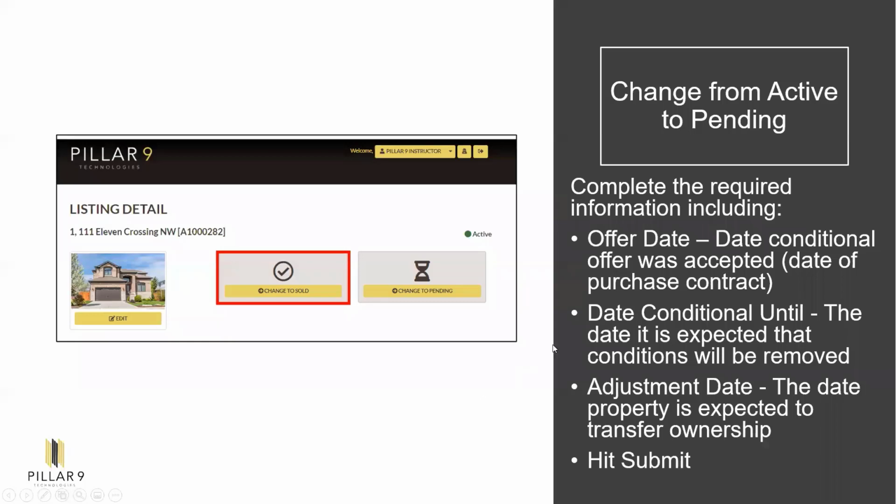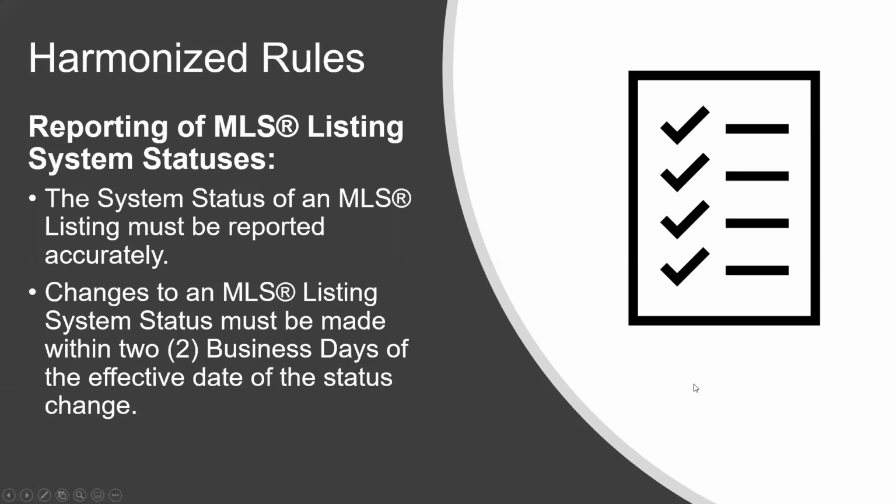So if you're going to change it from active to pending, you're going to have to report some information in here. You're going to have to report the offer date. That would be the date the offer was actually accepted and signed by all parties. You're going to have to report the date that the conditions are expected to be removed, and you're going to have to report the date that the property is expected to transfer ownership, and then you're going to hit submit.